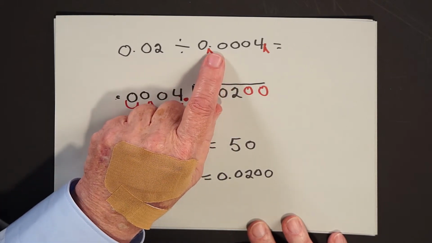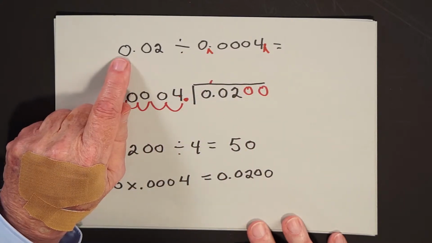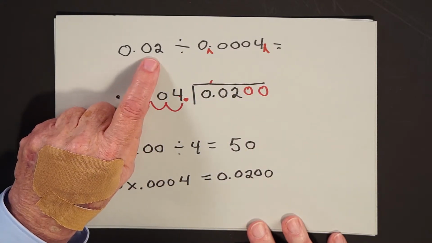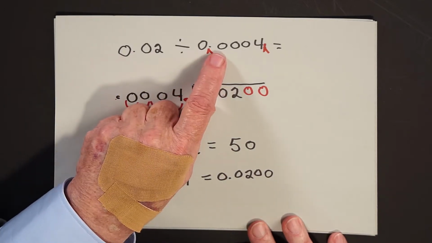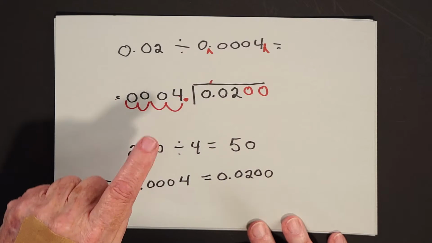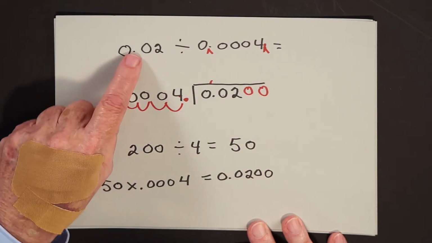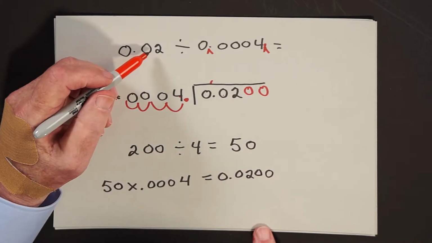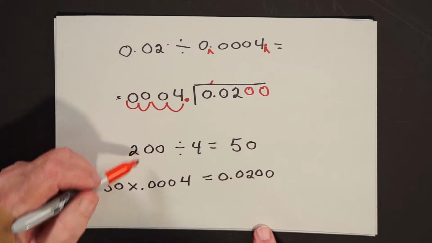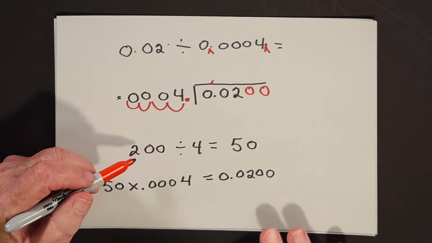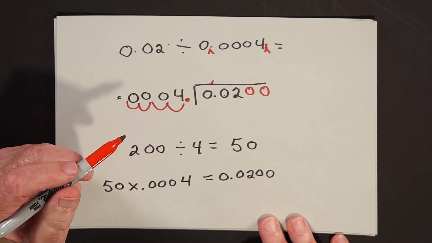So what did I do over here? I multiplied by 10 4 times. What am I going to do over here? I'm going to multiply by 10 4 times. If I do that, 0.0004 becomes 4, and 0.02 becomes, I'm moving it 4 places, move it 2 places, I still need 2 more places, I have to tack on 2 zeros, so the problem becomes 200 divided by 4, which is 50.